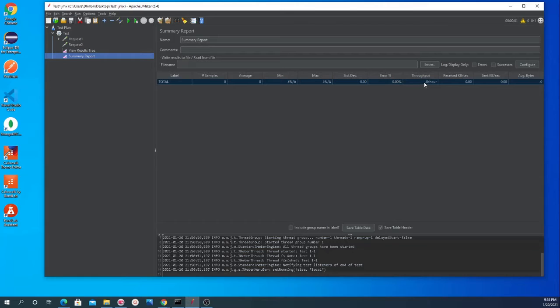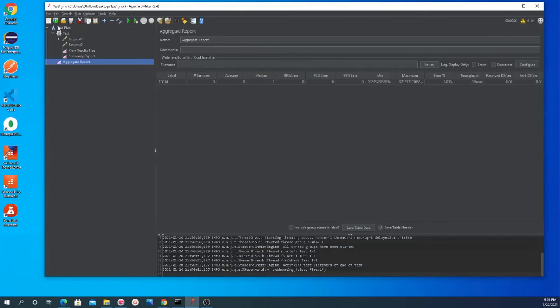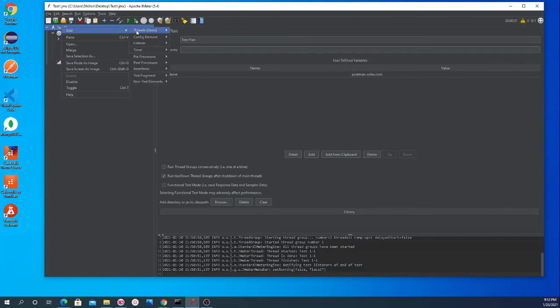So throughput, what is the transaction per second look like? Okay, what is the KB received, what is the sent, and what is the average byte? Similarly, it's going to be for request 2. Okay, so now let's add another listener. Aggregator report. Let's add another listener.